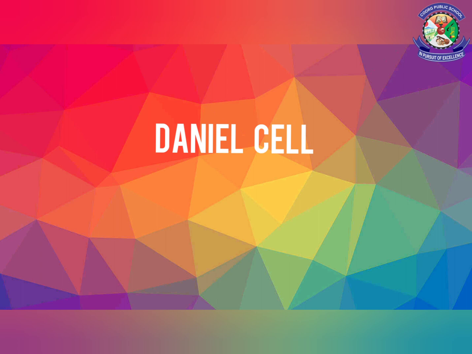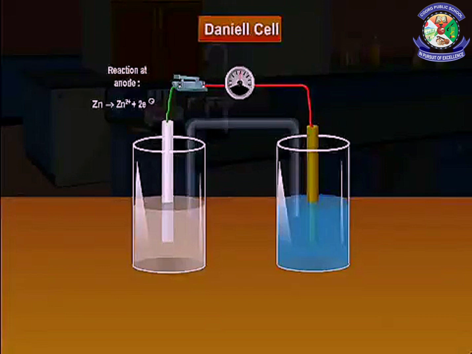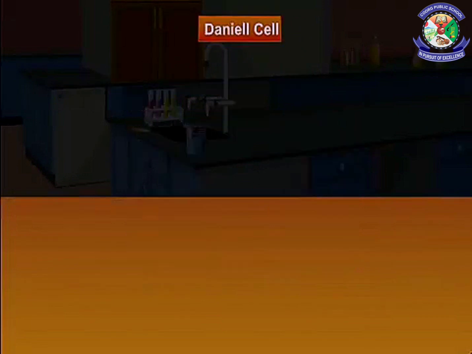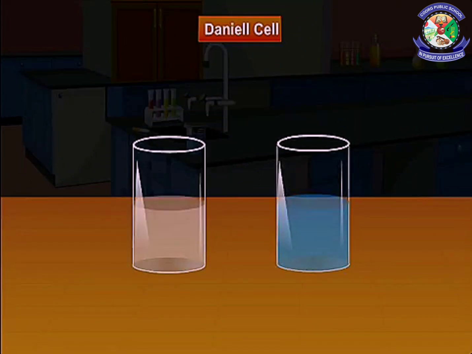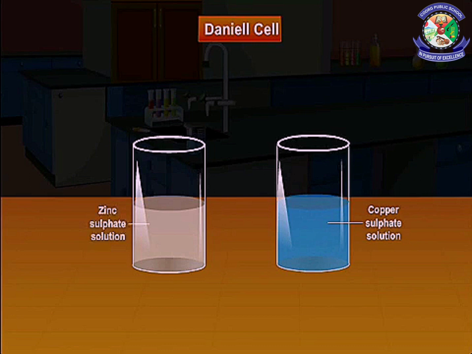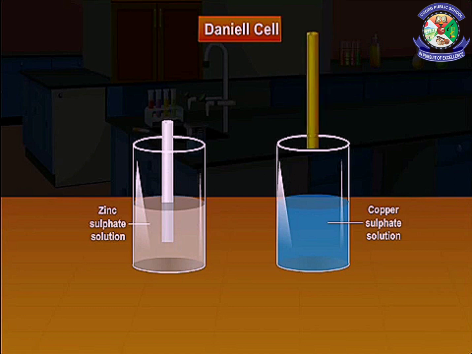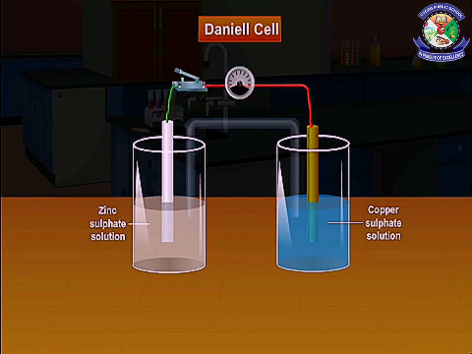Next we will discuss the construction and working of Daniell cell. This is the basic setup of a Daniell cell. It consists of two containers. One is filled with copper sulfate solution and the other is filled with zinc sulfate solution. A zinc rod is dipped in zinc sulfate solution and a copper rod is dipped in copper sulfate solution. The two electrodes are connected with the help of a wire. Also, a switch and a voltmeter are connected in series.